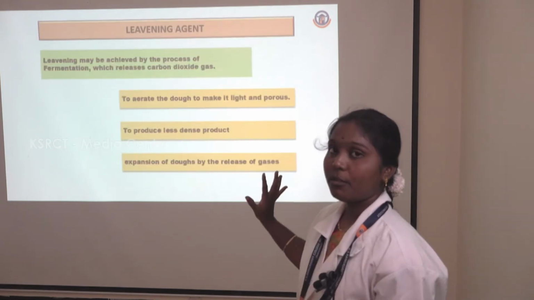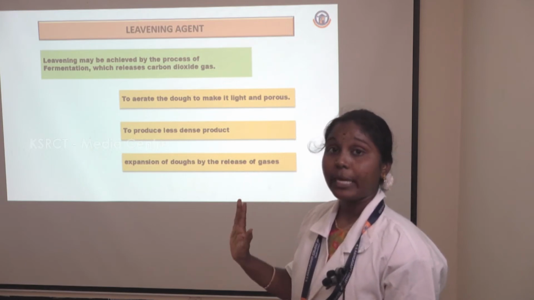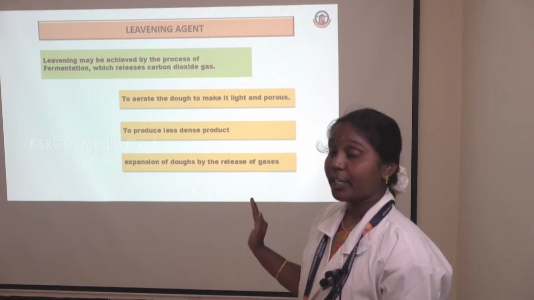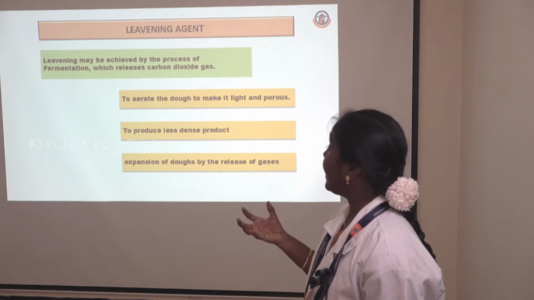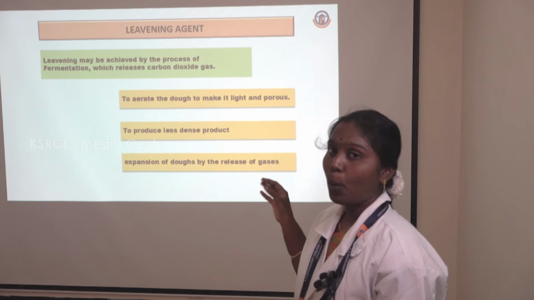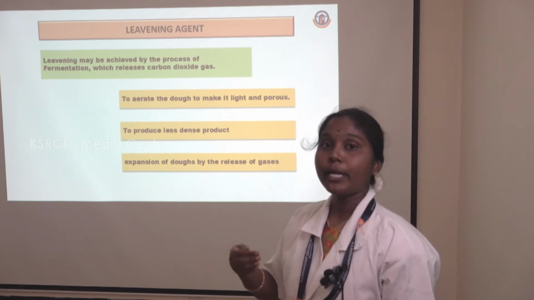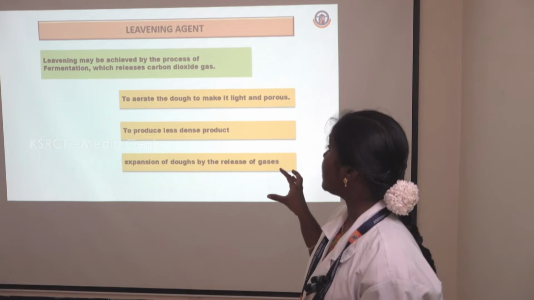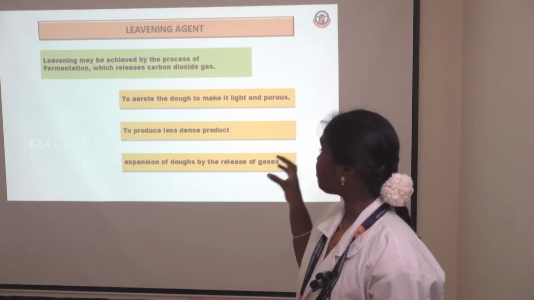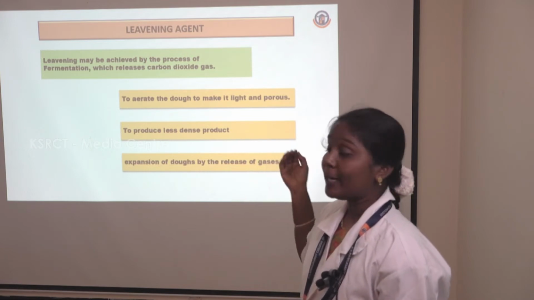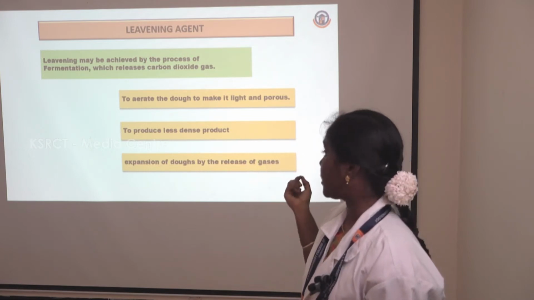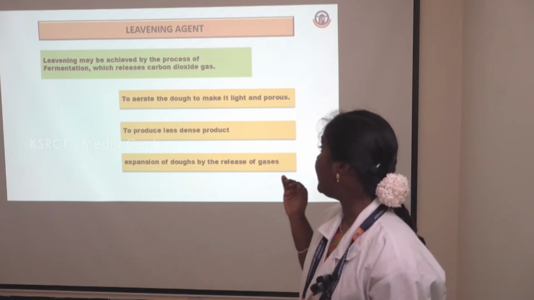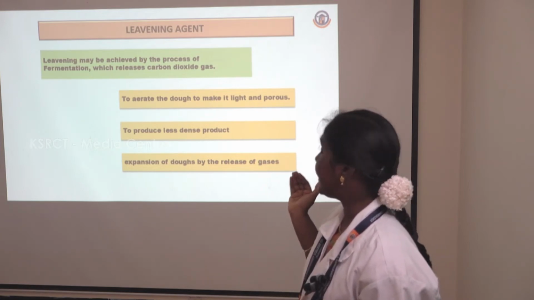Next is the purpose of the leavening agent. I have explained the biological leavening agent and the chemical leavening agent. Why are we going to use leavening? I have already told you, but kindly note it down: to aerate the dough to make it light and porous. We are giving a CO2 component through the biological process and the chemical process. The main motive is to make the dough very light and porous. Second, to produce a less dense product. If you go with air, the product density or thickness is very low. Next is the expansion of the dough by releasing of gases.